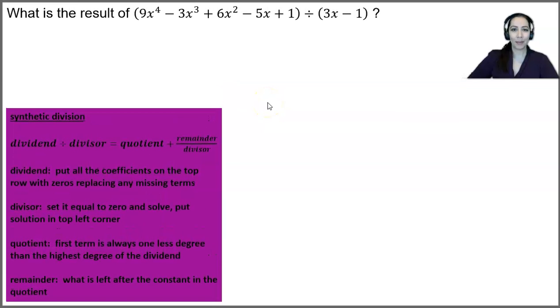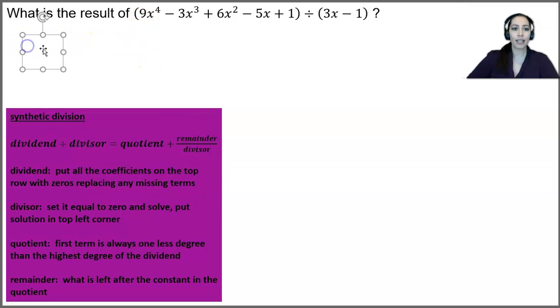Now that I have Chloe's tips and tricks, let's go ahead and find the result of dividing these two polynomials. So the first thing I can see in my cheat sheet notes is I have dividend divided by divisor. My dividend is 9x to the fourth minus 3x cubed plus 6x squared minus 5x plus 1, and my divisor is 3x minus 1. So according to Chloe's tips and tricks, for the dividend, we have to put all coefficients on the top row with zeros replacing any missing terms.